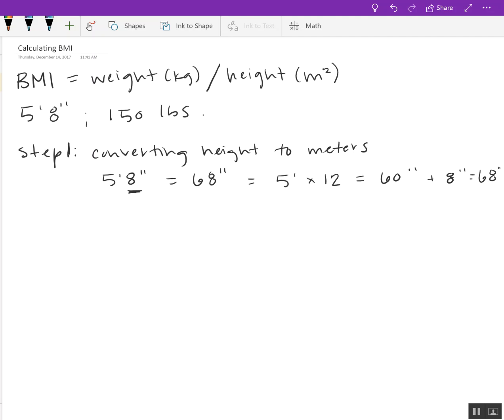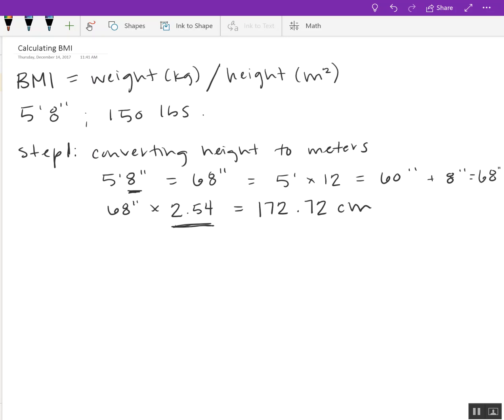Now we're going to convert that 68 inches into centimeters. For every inch, we have 2.54 centimeters. This is a conversion factor. For every inch, we have 2.54 centimeters, so in 68 inches, we have 172.72 centimeters.